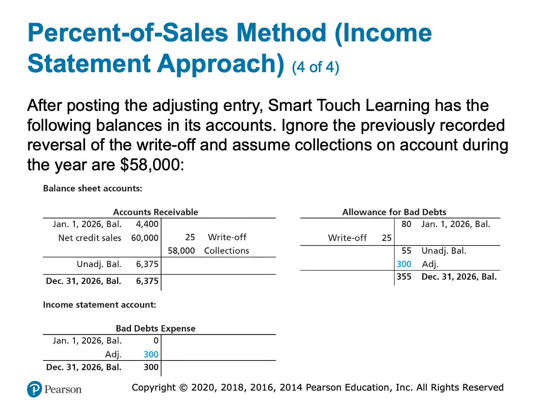So now if I look at my T accounts, I see that accounts receivable has a balance of 6375. That was my beginning balance plus the 60,000 of credit sales. I wrote off customer Sean Clark's account. I collected $58,000. So accounts receivable has a balance of $63.75. Bad debt expense has a balance of $300.